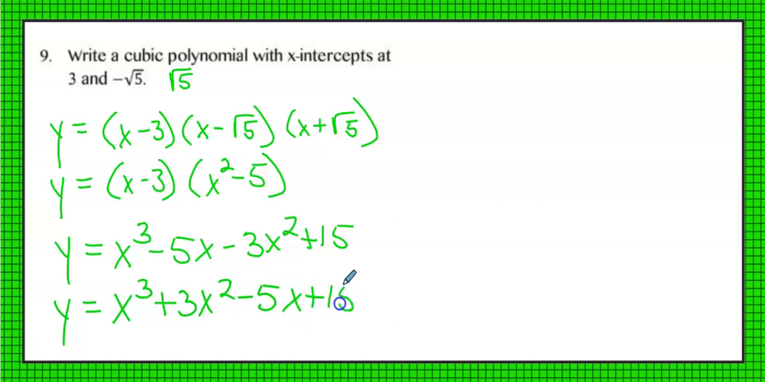Let me check my key and make sure I got it right. I think I did something wrong. Let's see. Oh, I just copied this part wrong. That should be a minus right there. Let me fix that. It should be minus 3x squared.